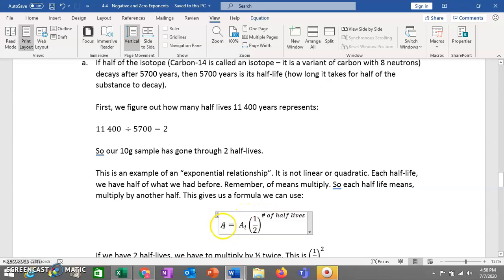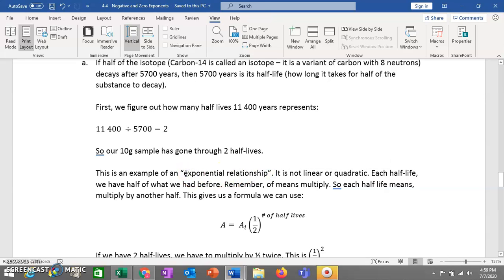So the amount that you have at any given time is equal to the initial amount that you started with times half raised to the exponent, which is the number of half-lives. Because every time you have a half-life, you lose half. So you lose half, right? Remember, of means multiply. So half of half of half, you're multiplying all those halves together. So half of half of half is half to the exponent 3. That's why we use exponents here. So this is an exponential relationship.